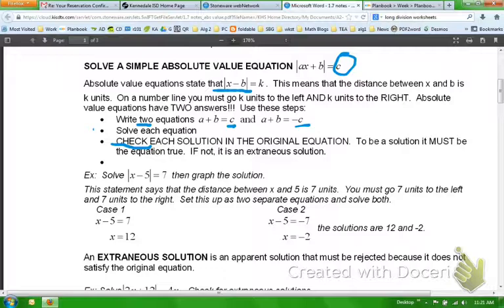Something I want you to remember is that the absolute value of any number is telling you the number of units it's moving. So it has to always be positive. This number cannot equal a negative number.